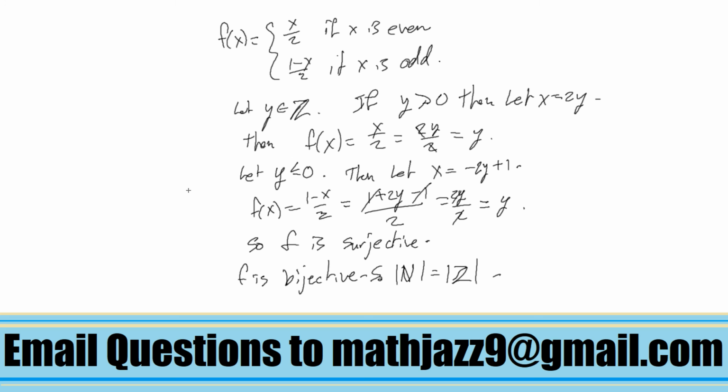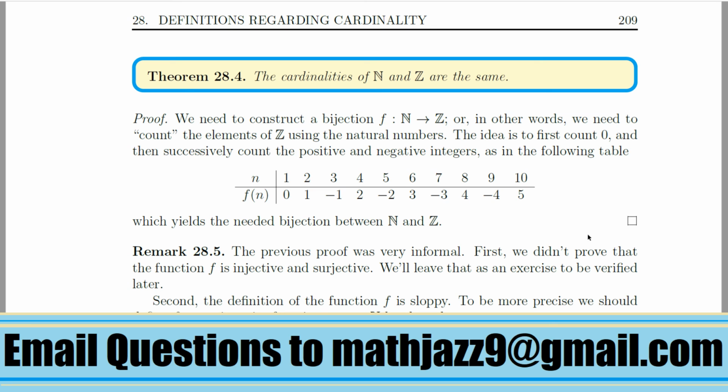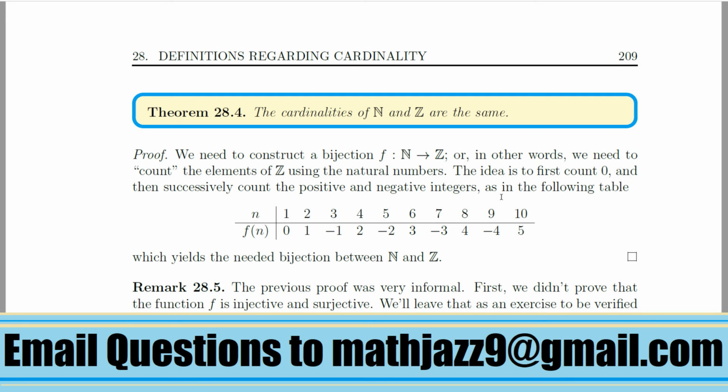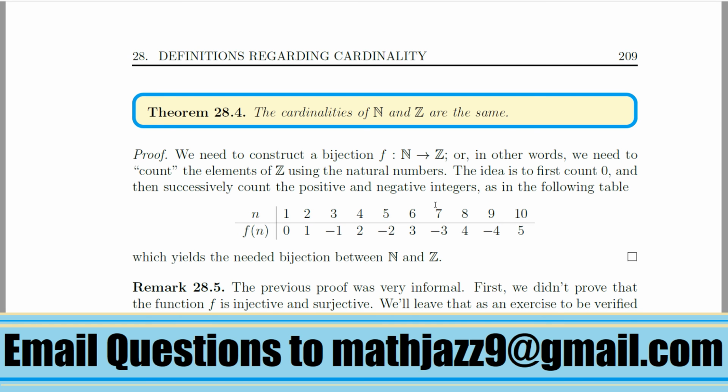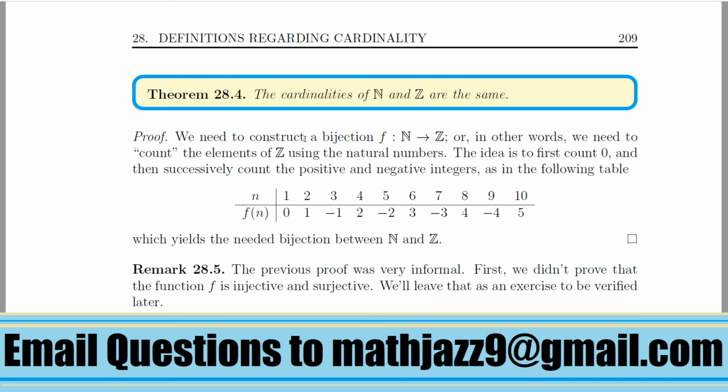Okay, so we were able to prove that ourselves. Well, let's take a look back at the book and see if our proof matched up with the book. This is how you should study for math classes, by the way. Look at the statements that are made and see if you can construct them yourselves. So it says here we need to construct a bijection. That's what we did. Count the elements. The first idea is to count 0, then successively. Okay, so it says take 1 and map it to 0, 2 and map it to 1, 3 and map it to negative 1, and so on. And this is obviously a bijection.